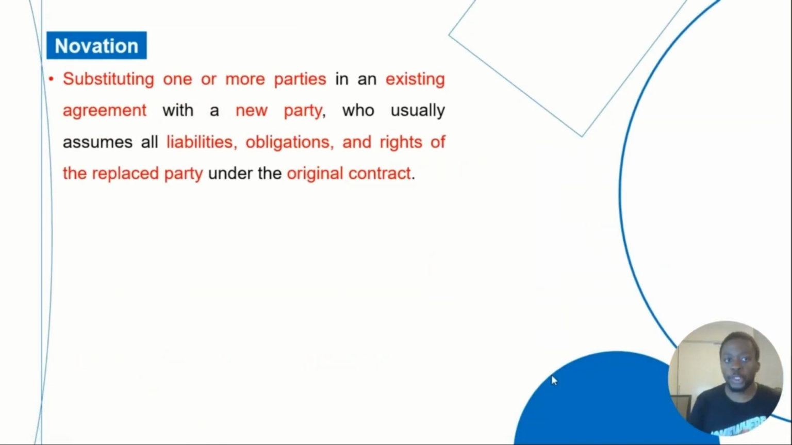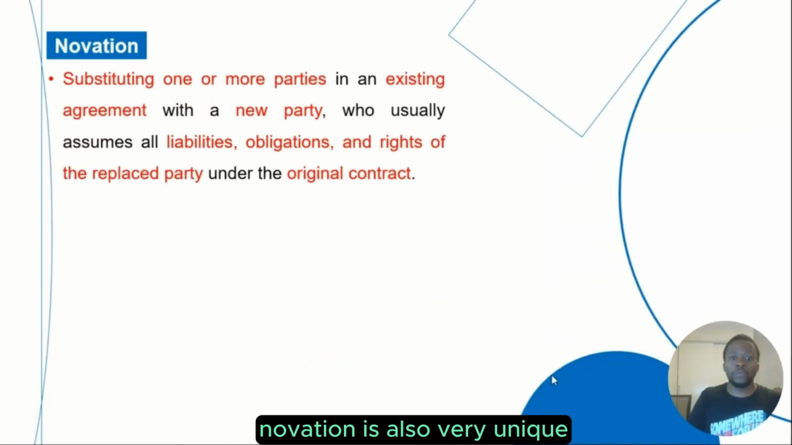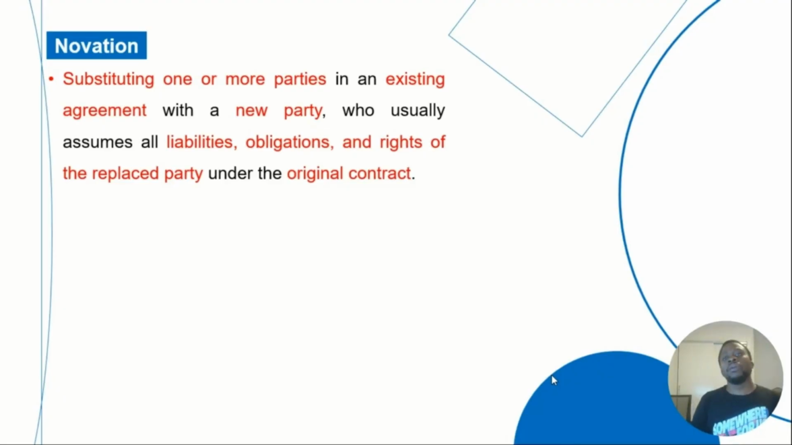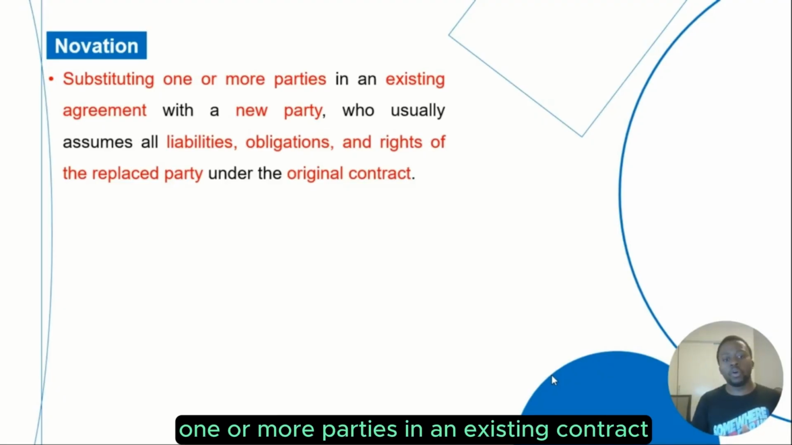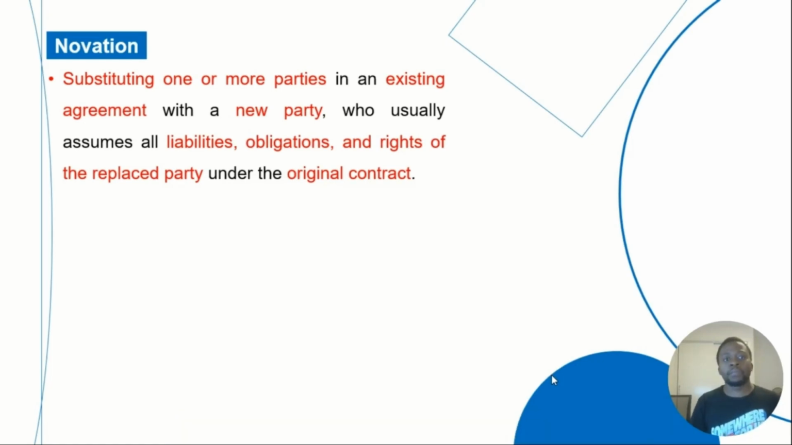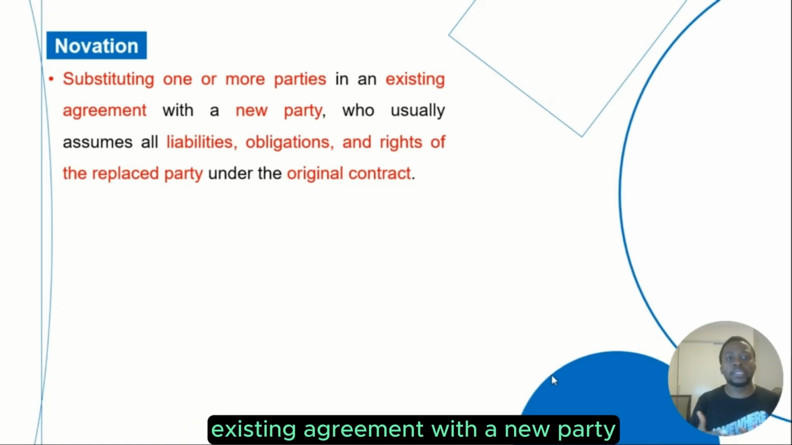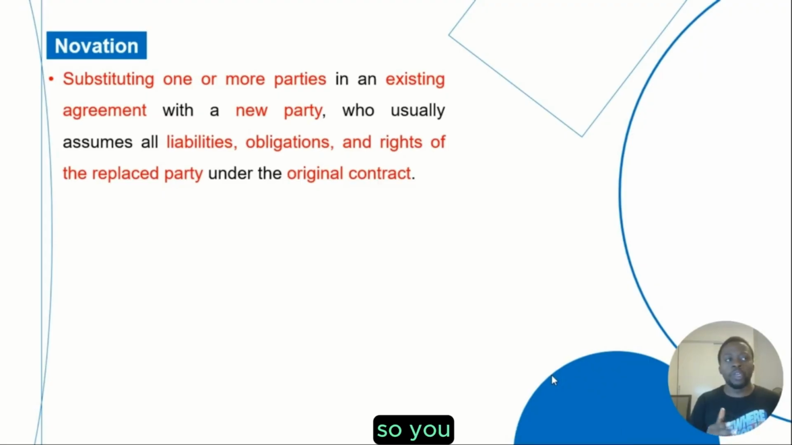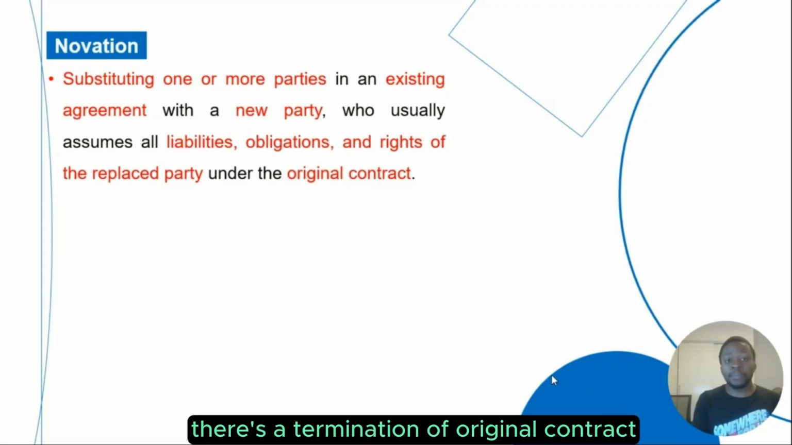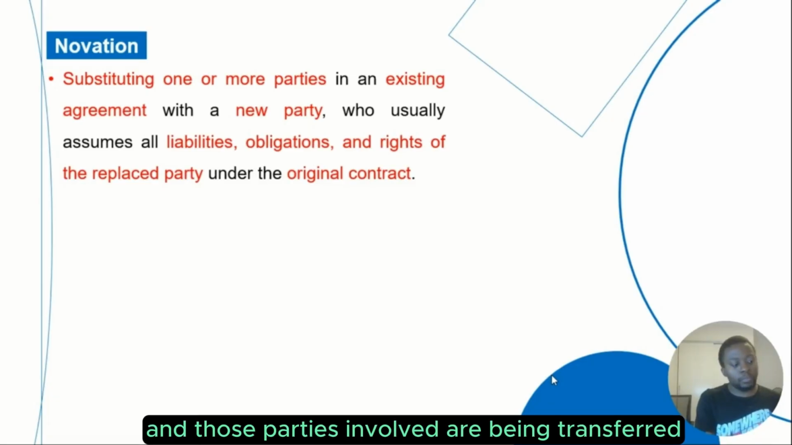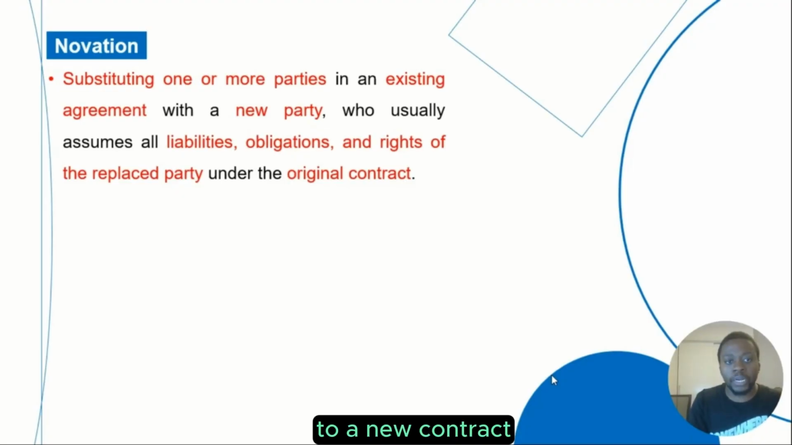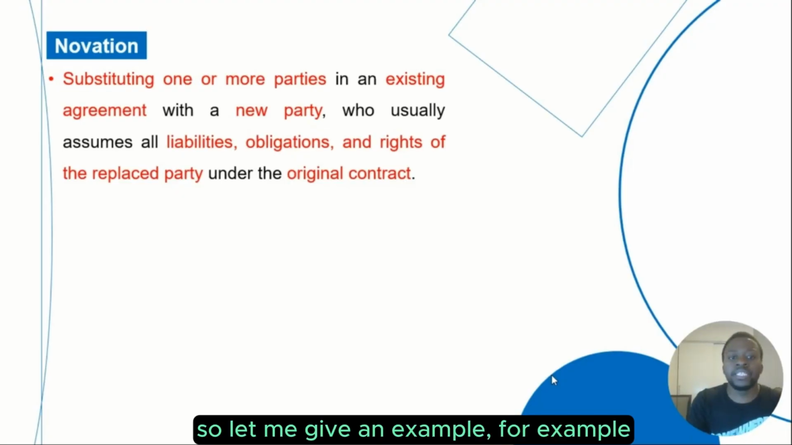Moving on to innovation. Innovation is also a very unique kind of design and construct. It is where you substitute one or more parties in an existing contract, an existing agreement, with a new party. So there is a termination of the original contract, and those parties involved are being transferred to a new contract. So let me give an example.